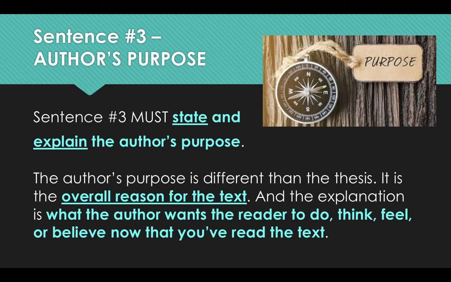Sentence 3, author's purpose. So sentence 3 must state and explain the author's purpose. So the author's purpose is different from the thesis. So the thesis is the overall reason for the text, the claim that they're trying to make. And this author's purpose is what the author wants the reader to do, think, feel, or believe now that you've read the text. So what are they trying to get the reader to do, think, feel?